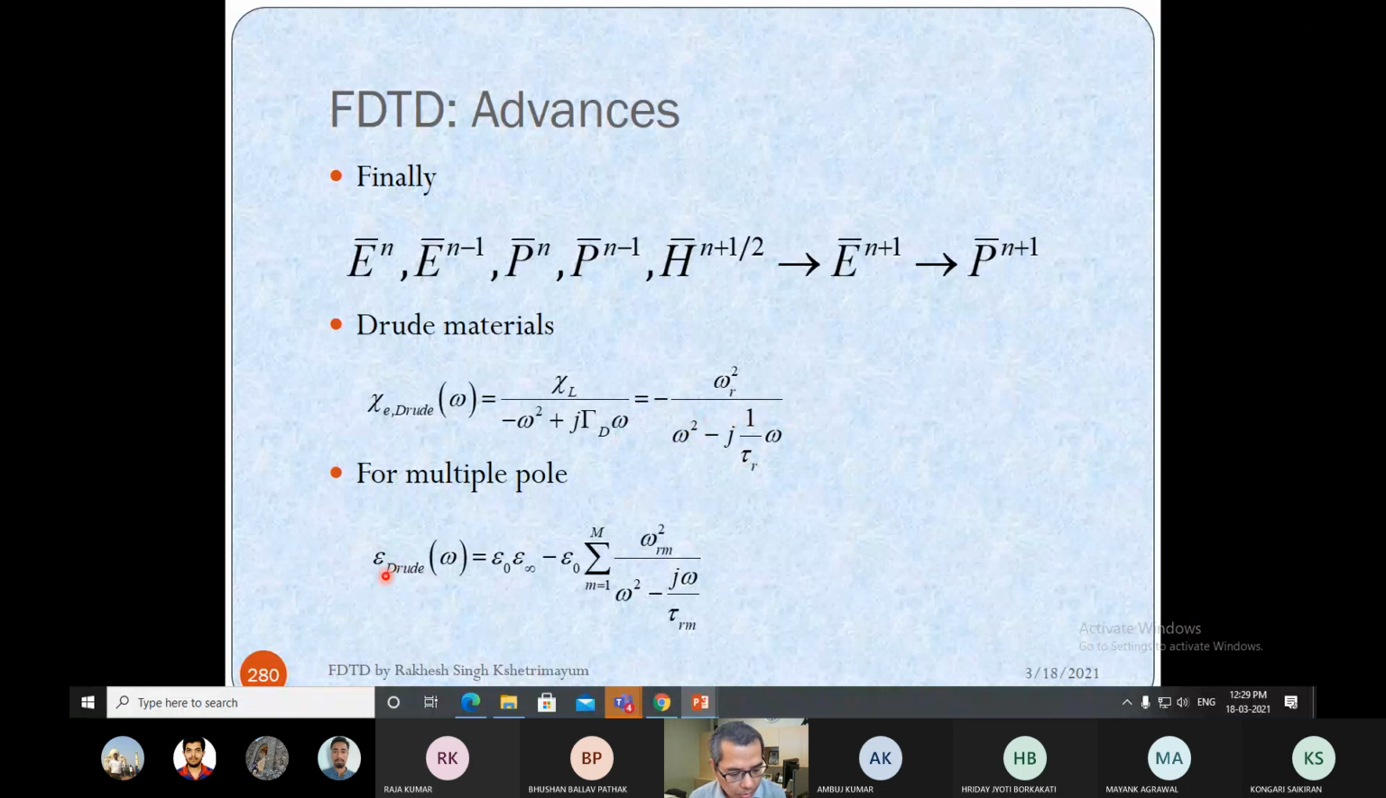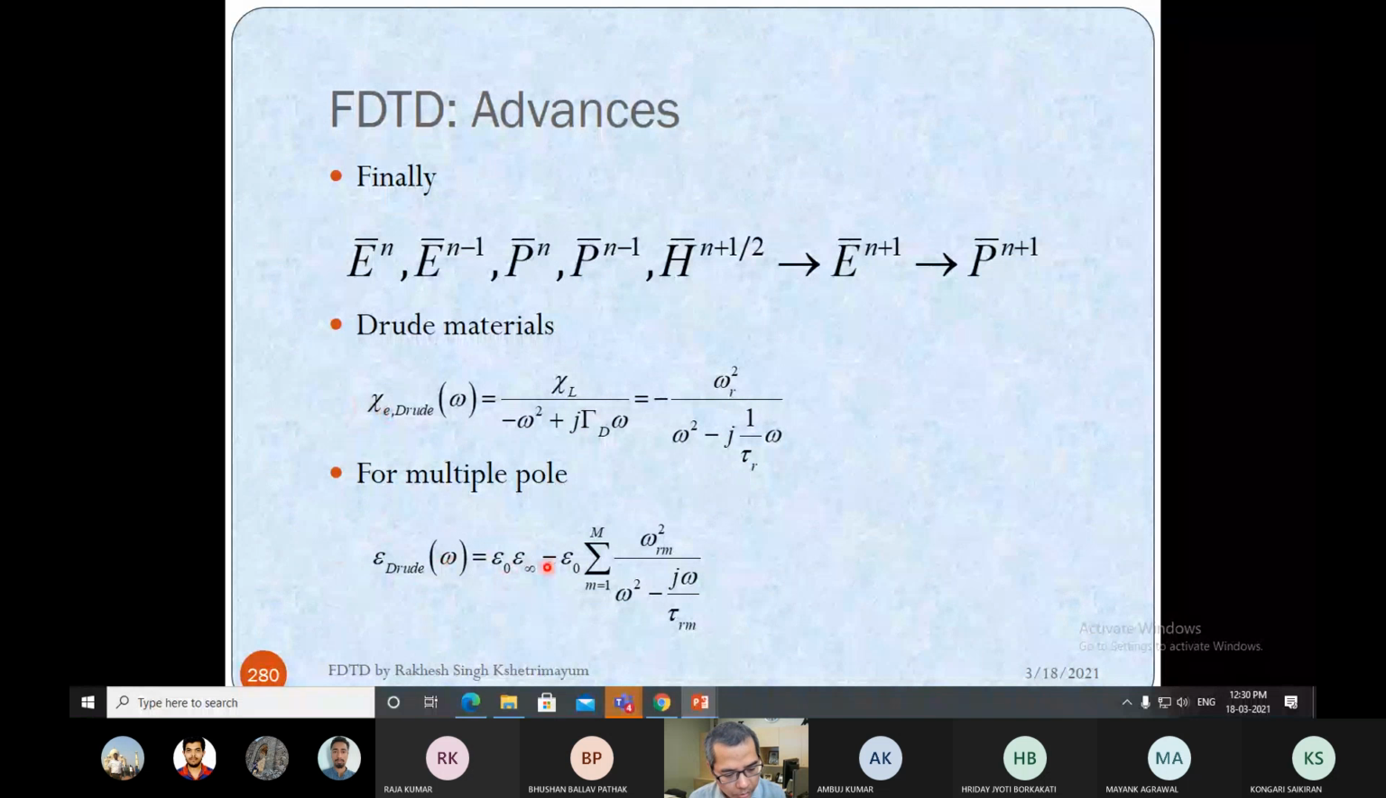The epsilon is actually a contribution from free space and a contribution from the polarization field. This is the contribution from free space. If you just add this with this here, then you should be able to get the epsilon value. So you multiply epsilon 0 with chi, then add with this, and you get the total epsilon, which is a complex value: epsilon infinity, epsilon 0. This term here is omega rm squared by omega squared minus j omega by tau rm, summation m going from 1 to capital M because we have multiple poles here. So this is the Drude model we have here.